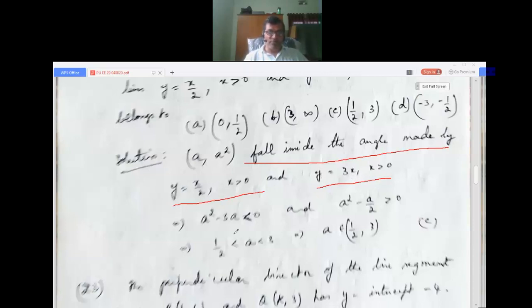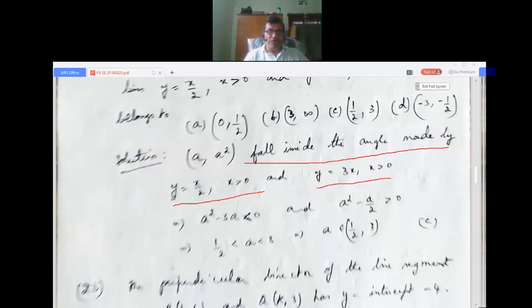That is, a squared minus 3a is less than 0, and a squared minus a by 2 is greater than 0, because if you look at the curves, you can make out. If you plot y equals 3x, it is a line passing through the origin like this. And y equals x by 2 is the lower line, half x, again passing through the origin. So a squared minus 3a less than 0, a squared minus a by 2 greater than 0.